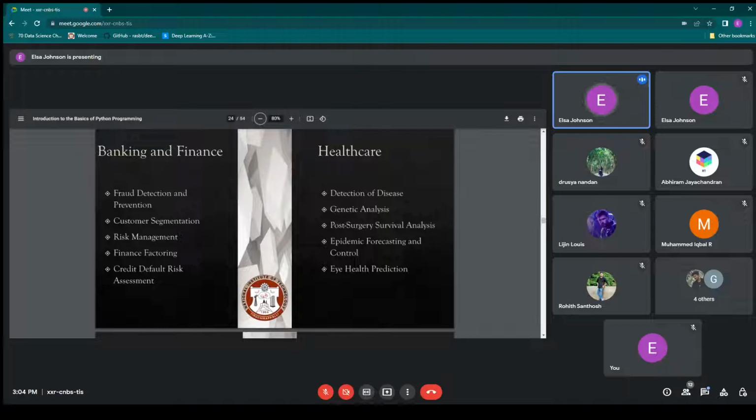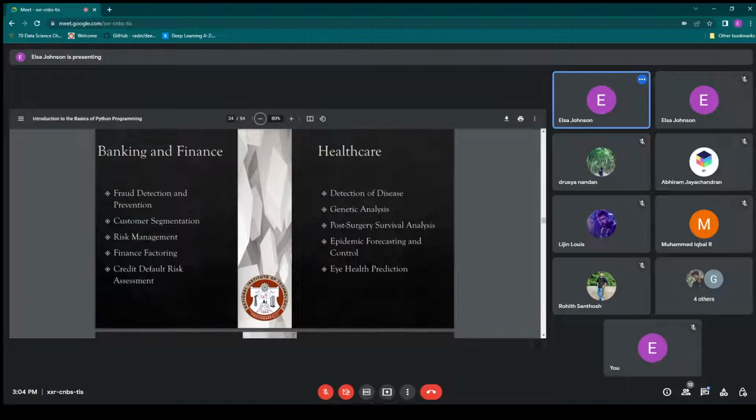Okay, then risk management, I mean, if you are applying for a loan or anything, whether you'll be able to pay that out based on your previous borrowings and all. Then credit finance factoring, credit default risk assessment. These are all the different applications where banking and finance uses data science. Now healthcare. Healthcare is a very important area where it is used right now.